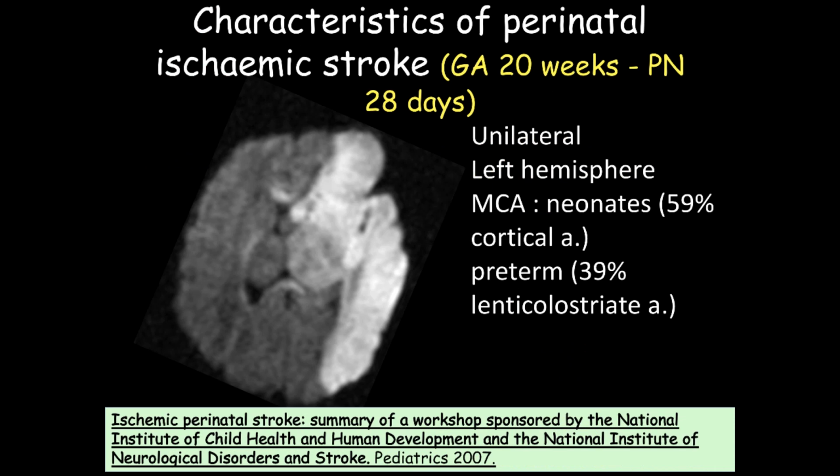These are the main characteristics of perinatal ischemic stroke. This was a child of 40 weeks of gestational age, and the perinatal age was 28 days. These lesions are unilateral, in this case the left hemisphere. Generally, in neonates, in 60% of the cases, the middle cerebral artery segment that is mostly affected is M3, M4, in particular cortical branches, while in preterm infants, in 40% of the cases, it is the lenticulostriate artery, departing from the proximal segment of M1.